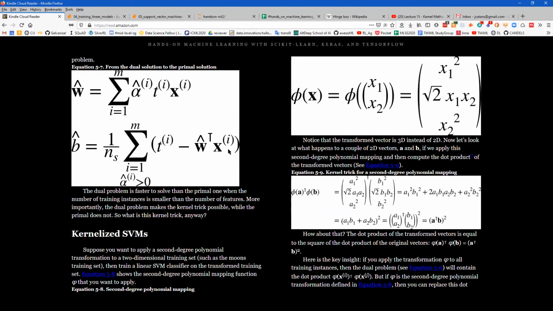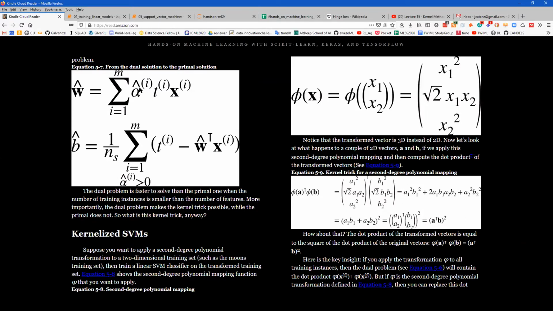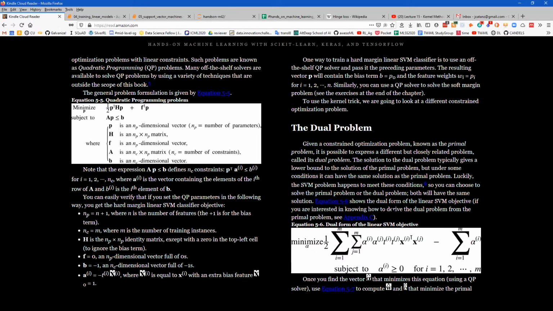So why go through all this trouble? It turns out that if you map the problem to the dual problem, and then you go to all the trouble to solve for the alphas, then you can use the alphas to solve the primal problem, which means finding the W, the weights vector, and the bias. So why do we want to do this?